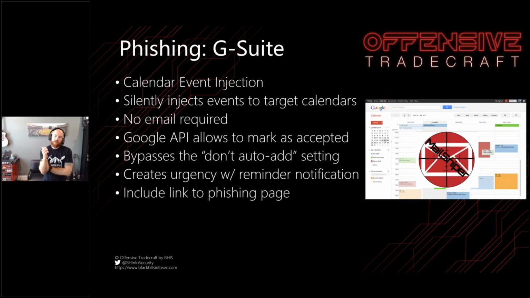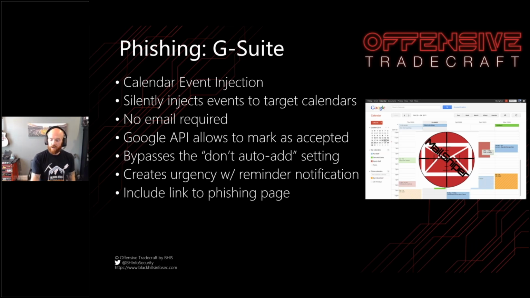The interesting thing about this specific attack is that it silently injects, meaning that we don't have to send an email. You can use the Google API to inject events into anybody's calendar we want. This is one of those things that they didn't really think was a problem. And we could also mark it as accepted.